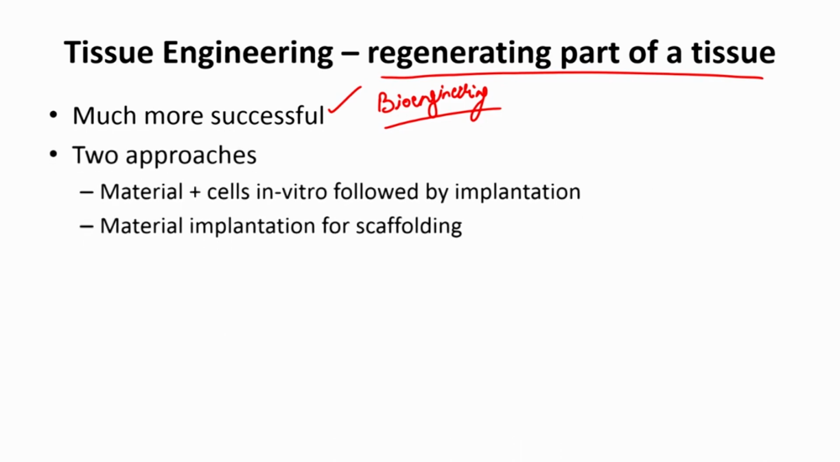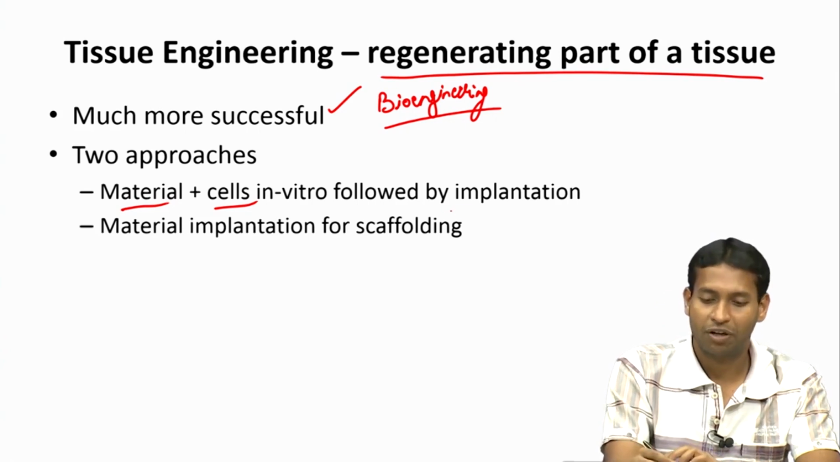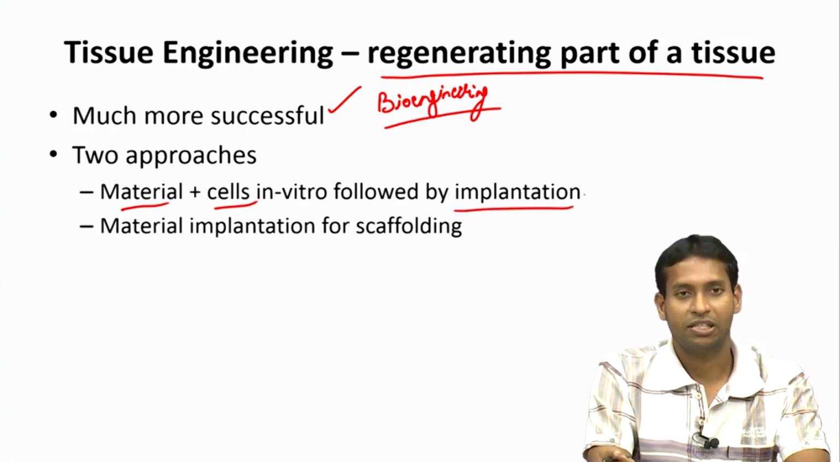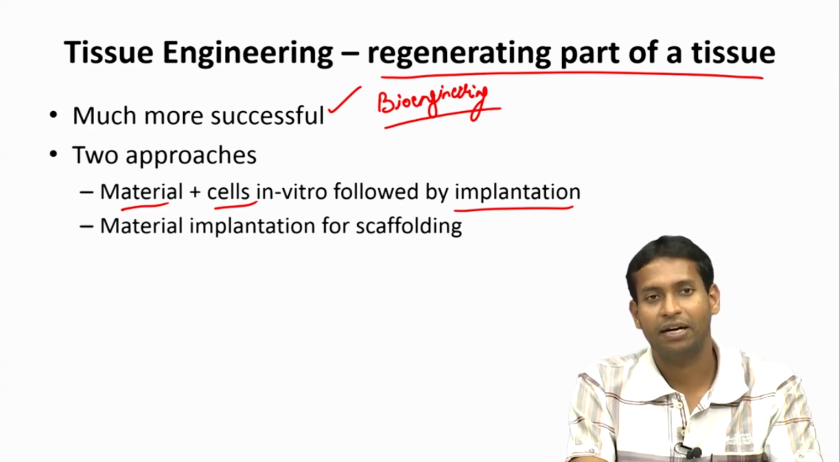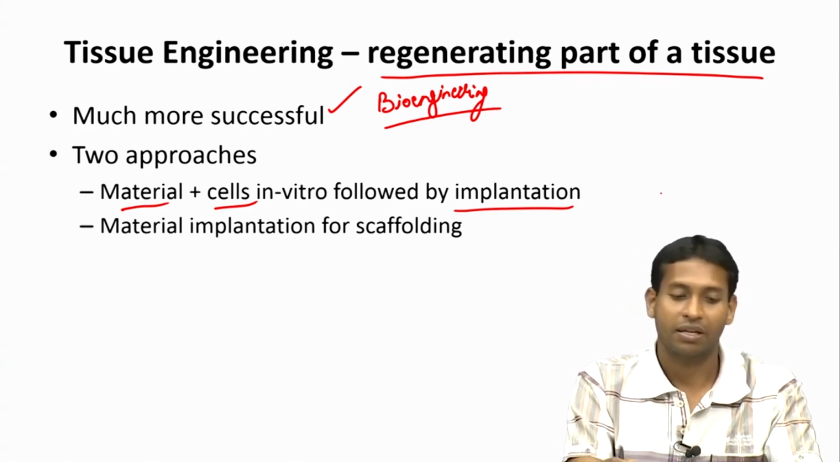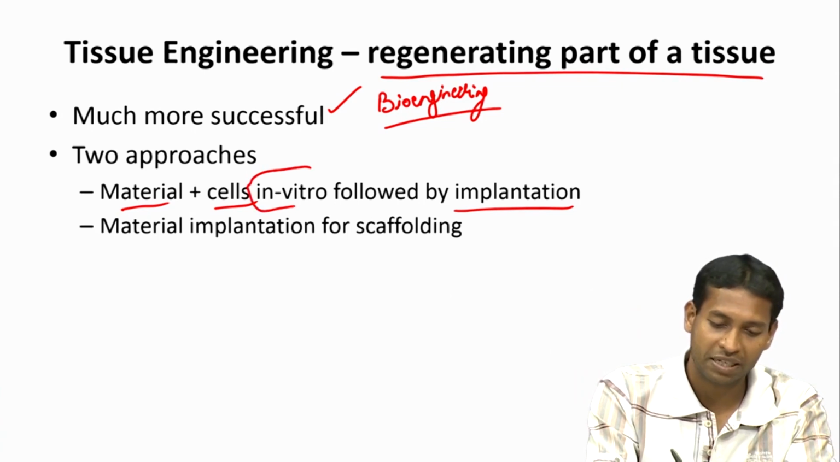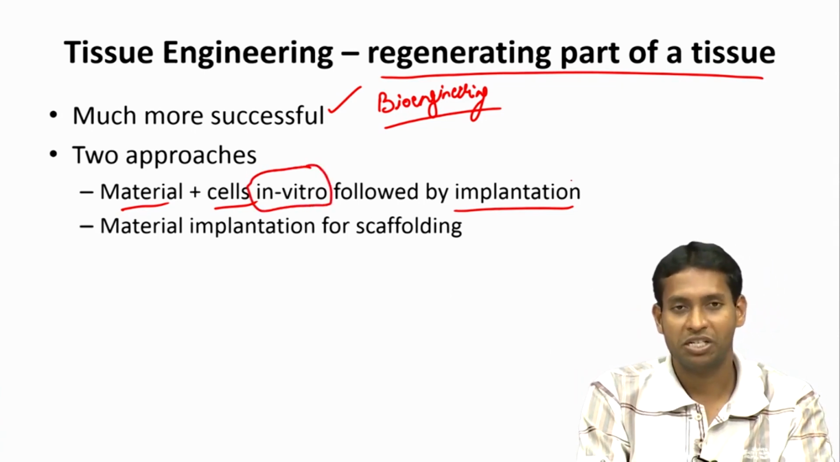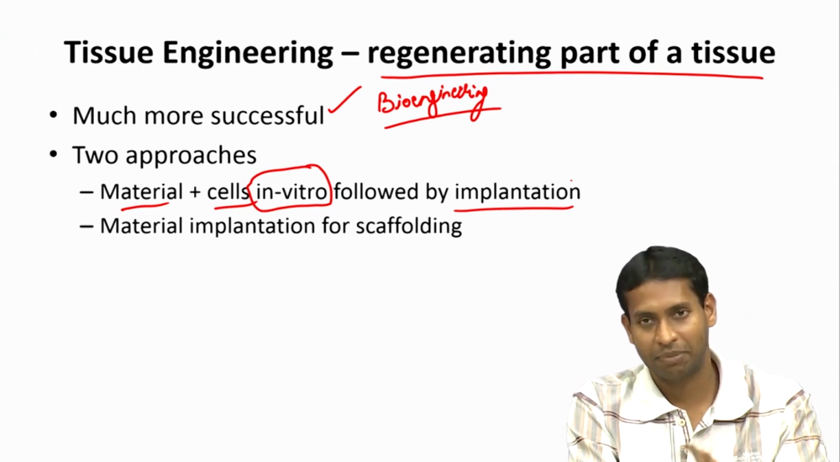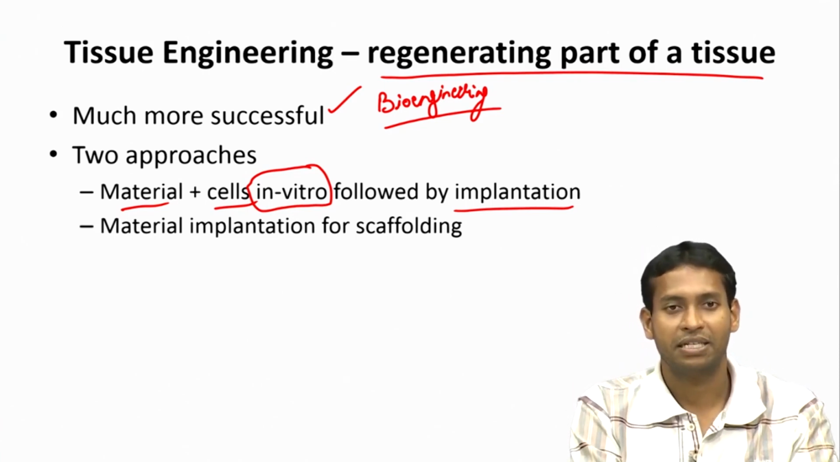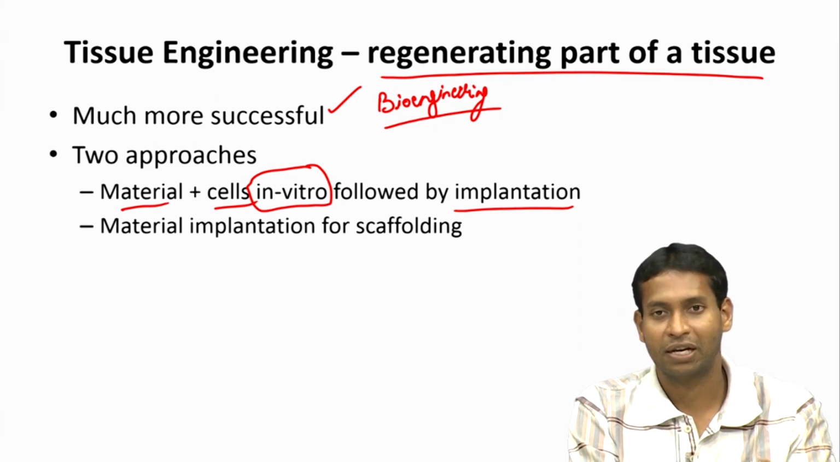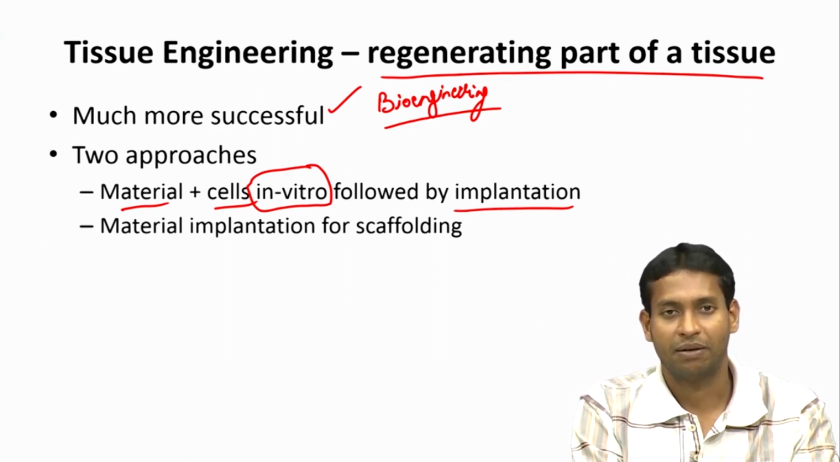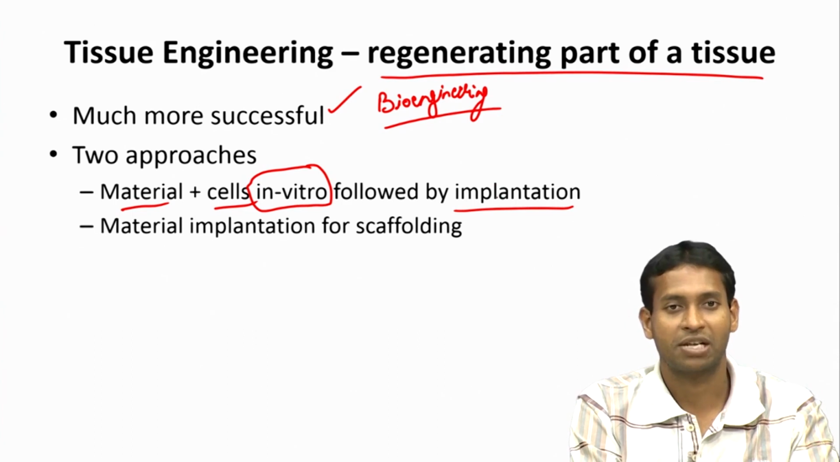There are essentially two approaches. One is you can take material and cells, mix them in vitro, and follow that with implantation. Essentially you are providing the cells that are required and the material that is required, sometimes even letting it grow in vitro or just mixing them in vitro, and then you implant it and hope that these cells and materials will survive, and that the cells will eventually start to do their function and restore whatever function was lacking in the body.